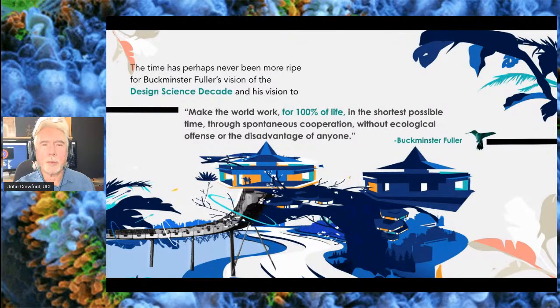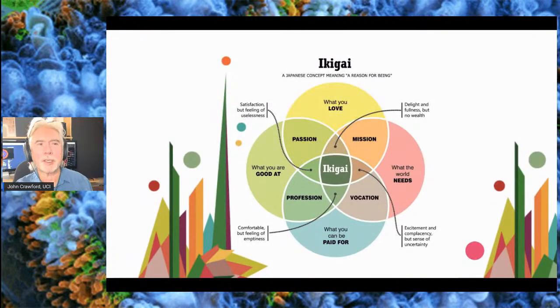Thinking about what we've learned in studying the work of Buckminster Fuller, the time has never been more ripe for Bucky's vision of what he called the design science decade, and his vision to make the world work for 100% of life in the shortest possible time through spontaneous cooperation without ecological offense or the disadvantage of anyone. It seems to me that we should have learned this lesson by now, but we're still working on it. Some of us are definitely ready to move in that direction.